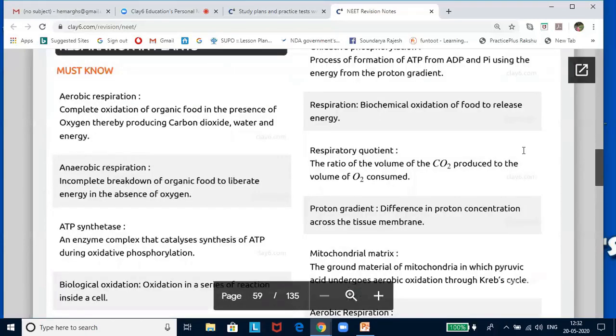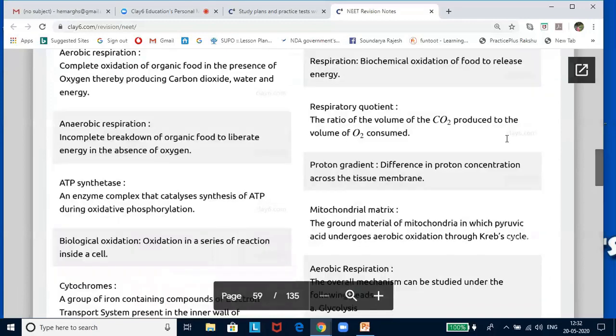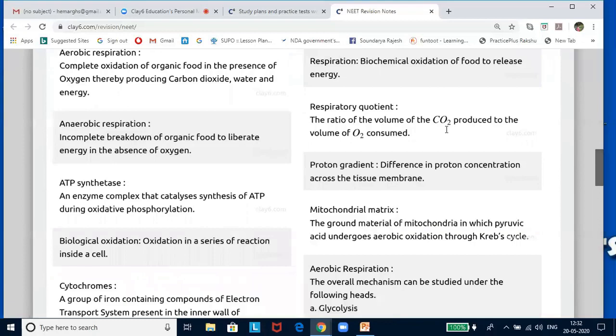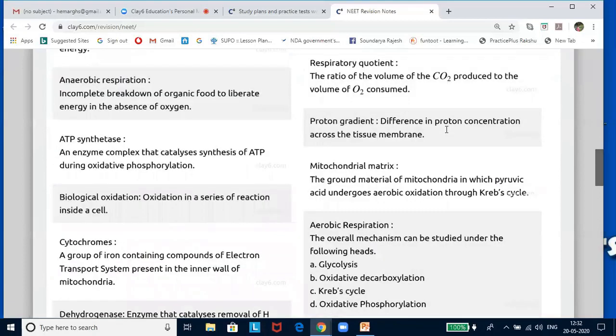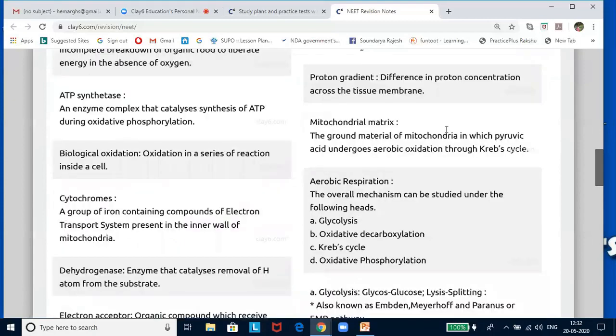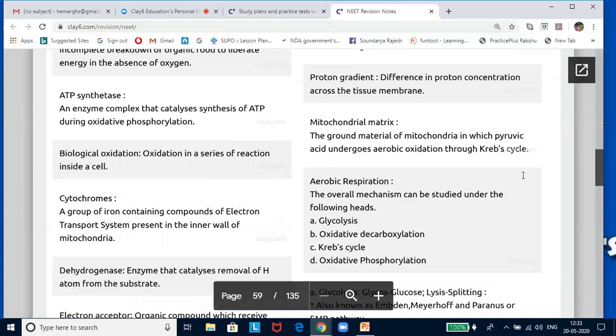Oxidative phosphorylation, process of formation of ATP from ADP and inorganic phosphate using the energy from the proton gradient. Respiration, biochemical oxidation of food to release the energy. Respiratory quotient, the ratio of the volume of carbon dioxide produced to the volume of oxygen consumed. Proton gradient is nothing but the difference in proton concentration across the tissue membrane. Mitochondrial matrix is the ground material of mitochondria in which pyruvic acid undergoes aerobic oxidation through Krebs cycle. Now, these are the key points which are important in this lesson. As I said, you should know glycolysis and Krebs cycle, which is very, very important. Now, let us take the test.